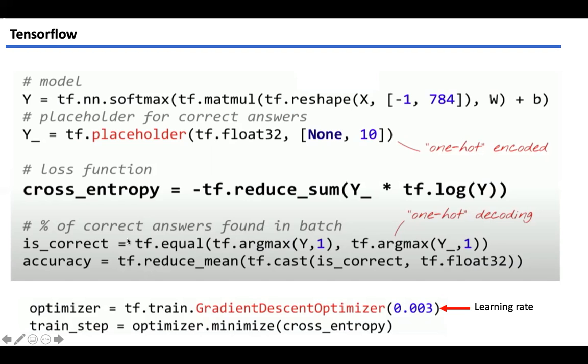These two lines are just to compute the accuracy. We are accurate in predicting the label when the maximum value of the vector Y matches the maximum value in the correct label, or the ground truth vector. So these two lines are about computing the accuracy.